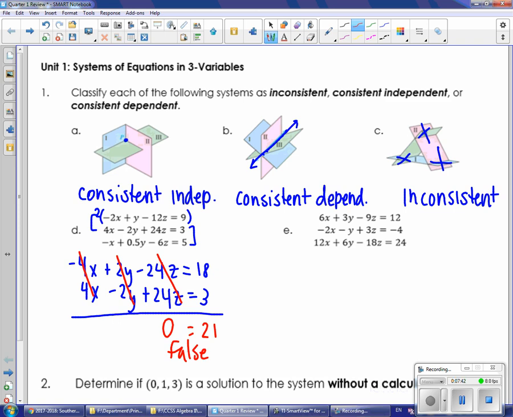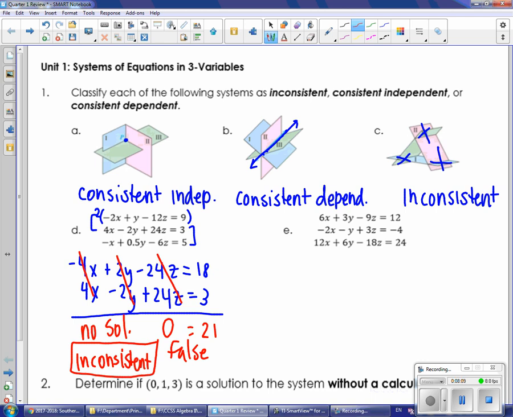So as soon as I get to this point, I know that I'm not going to have a solution to the system. There is no solution to the system because that statement is false. And if there's no solution to the system, I don't really have to do any more work. It must be inconsistent. And that is where we're going with this problem, to be able to classify the system. So it is an inconsistent system.